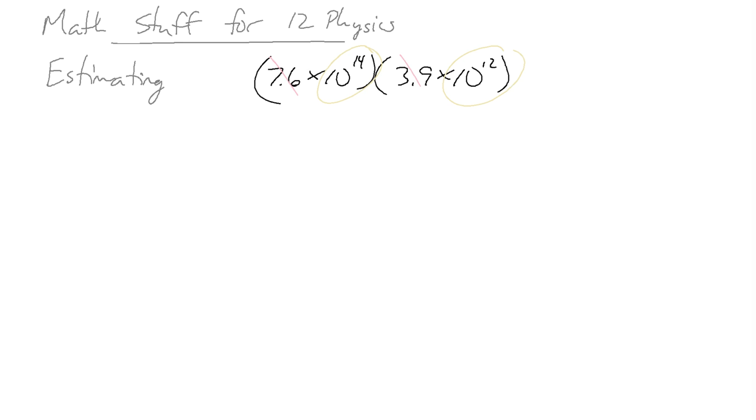That 10 to the 14 and 10 to the 12 gives me a way better idea of where my answer is going to be. So forget the little first parts there. Worry about the powers of 10. 10 to the 14 times 10 to the 12, basic grade 9 exponent rules, is approximately equal to 10 to the 26. That's it. There's my estimate.